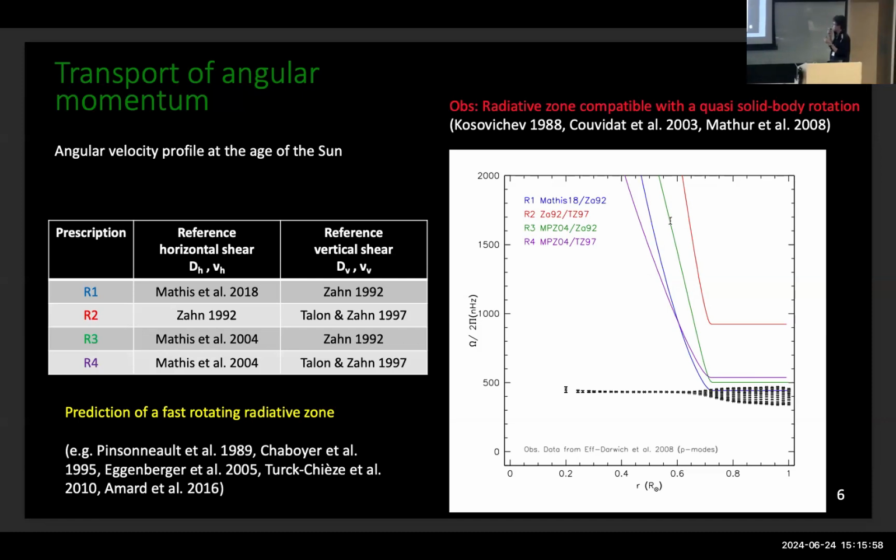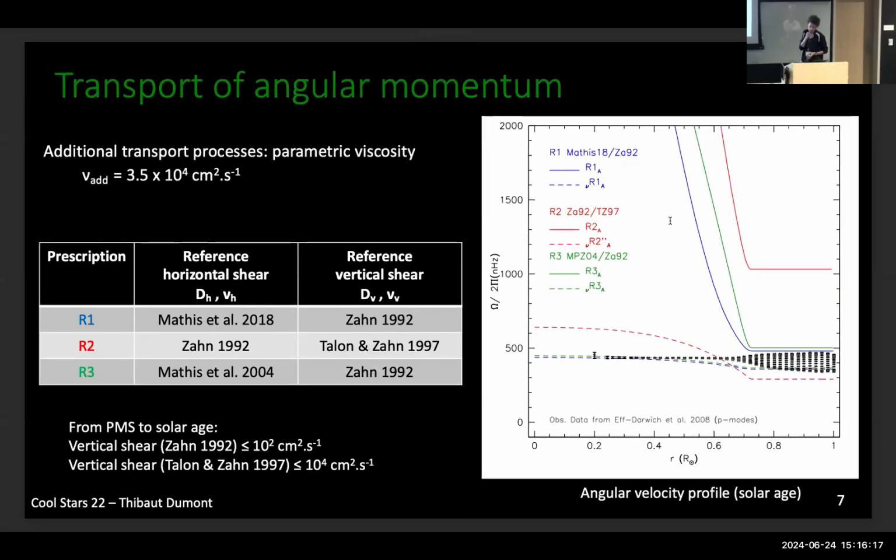And you see that the rotation we use in the models predicts a fast rotating core, which is very far from what we observe thanks to helioseismology. Basically, here we need an additional transport of angular momentum from the core to the surface. To do that, we can simulate this transport of angular momentum by adding a parametric viscosity, which allows, as you can see on the right, obtaining a flat profile as it is observed in the Sun.